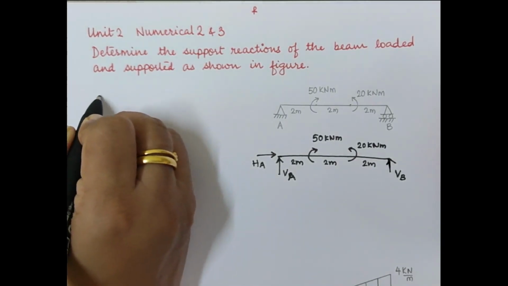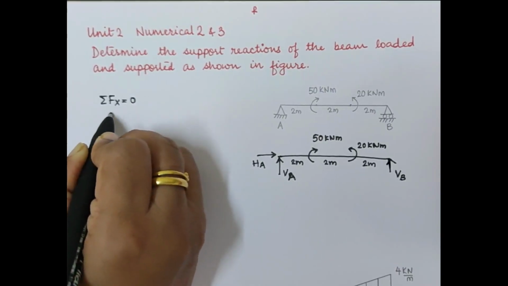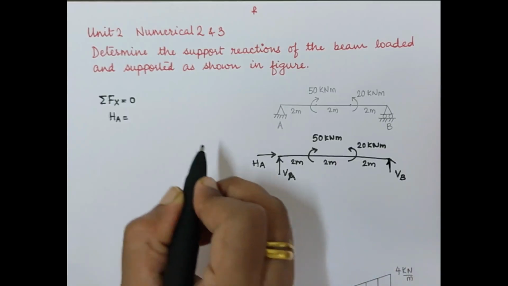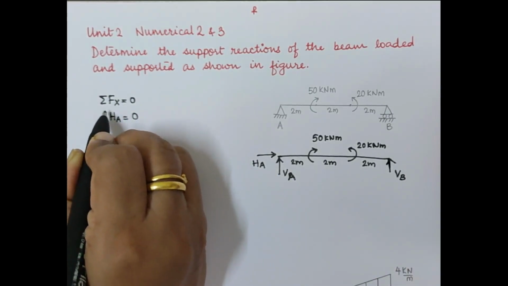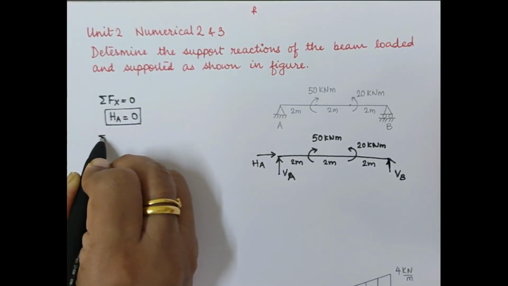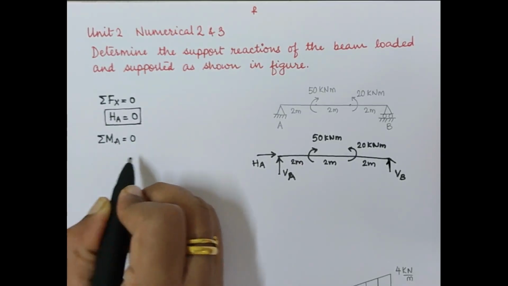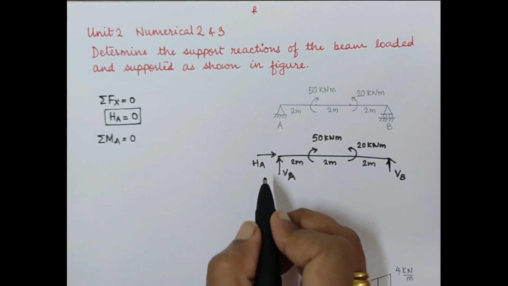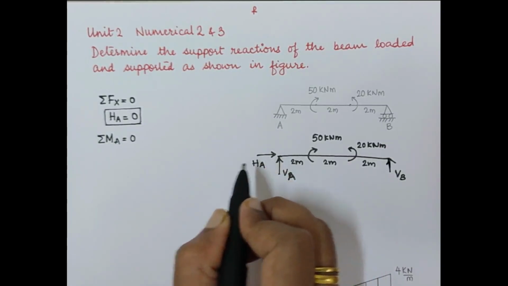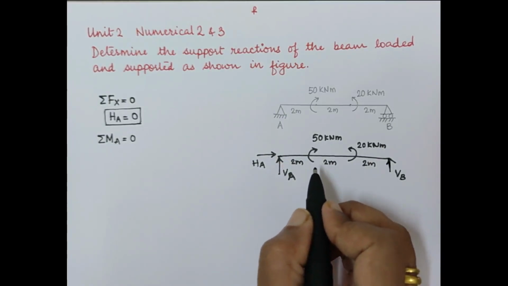So taking summation forces in x direction equal to 0, we have one force, that is HA, and there is no other force acting in the x direction, so HA directly turns out to be 0. This is one of the unknown reactions. Now let's take summation moment about point A equal to 0. This is the equation. We have to now apply the values into it. HA and VA both will not appear in the moment equation since they are passing through point A. The remaining all will appear.